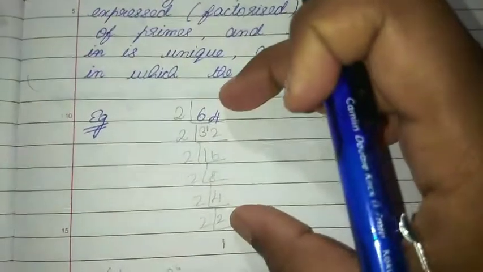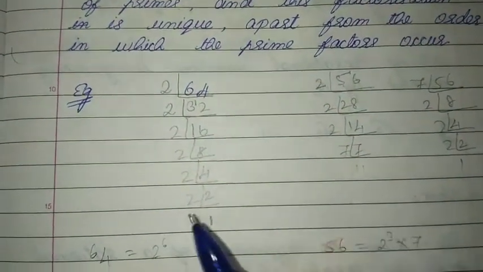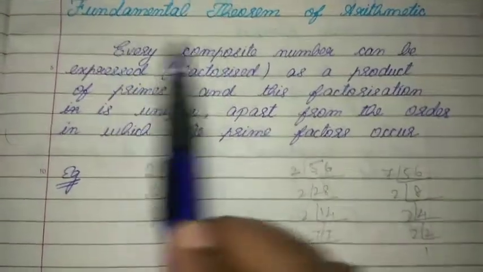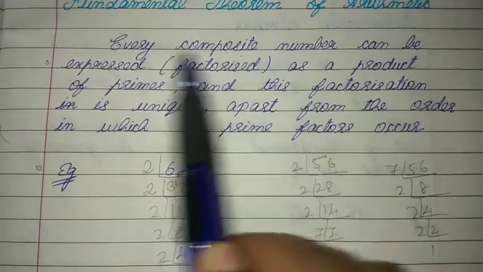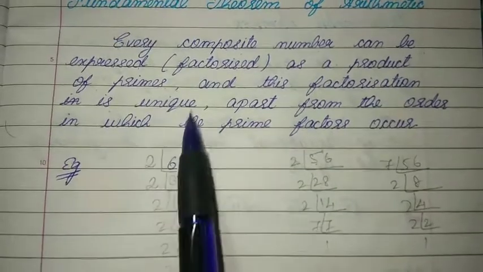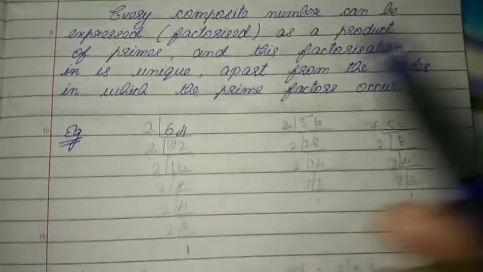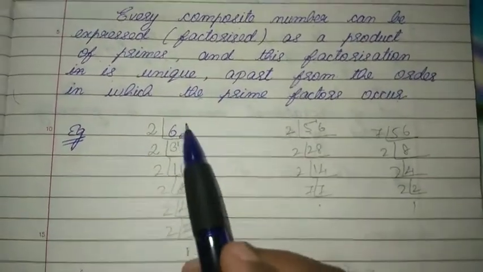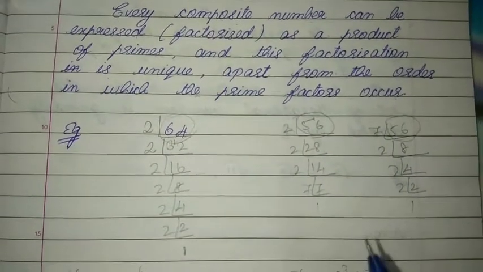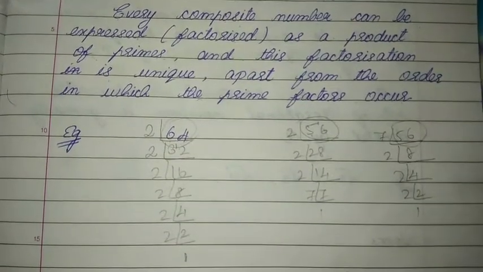So we are expressing any composite number in the form of prime factors. That is what the fundamental theorem of arithmetic says: every composite number can be expressed or factorized as a product of primes, and its factorization is unique apart from the order in which the prime factors occur.